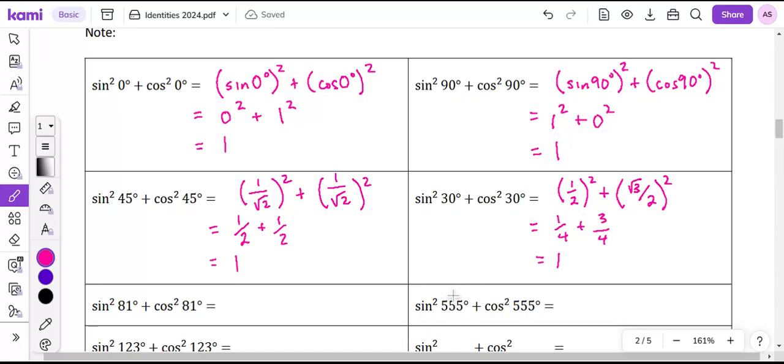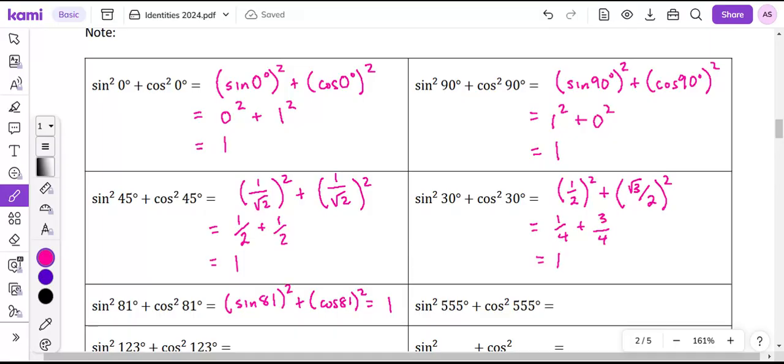To convince you even further, let's try a few more we don't have exact values for. Now you guys can just punch this all in on your calculator using brackets. You can do sine 81 and square it, and then you can do cosine 81 and square it. That's what I'm going to do. Sine 81, and then I'll square it, plus cosine 81, and I'll square it, equals 1.